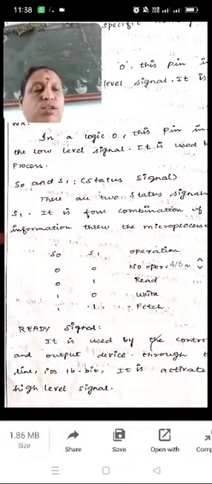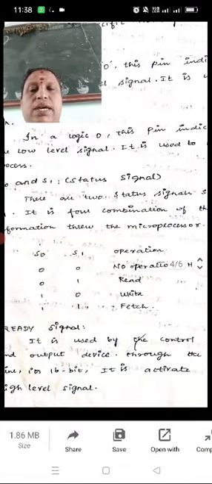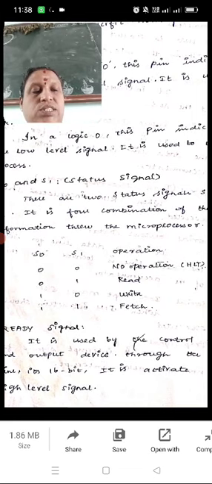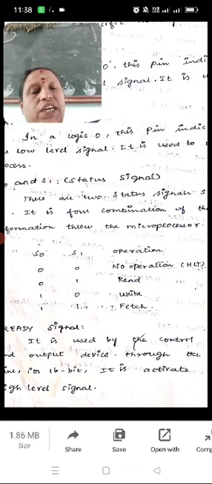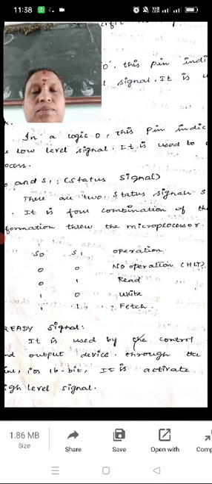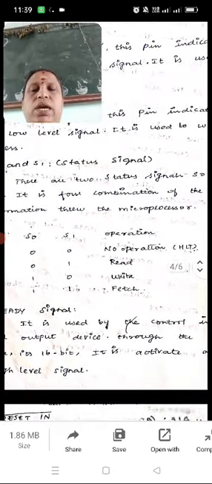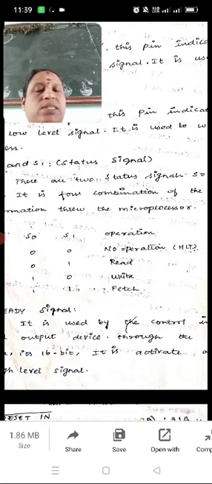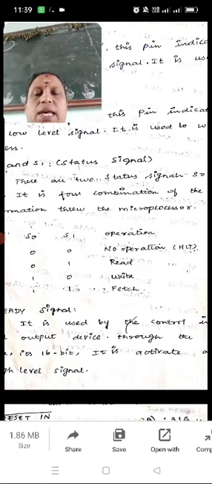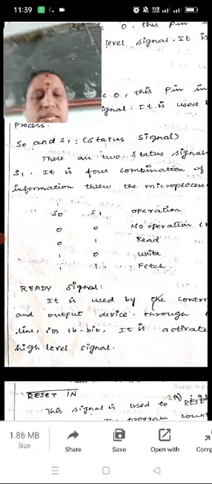S0 and S1 are status signals. There are two status signals, S0 and S1, giving four combinations of information about the microprocessor operation. 00 is halt, 01 is write, 10 is read and 11 is a fetch operation. Ready signal.